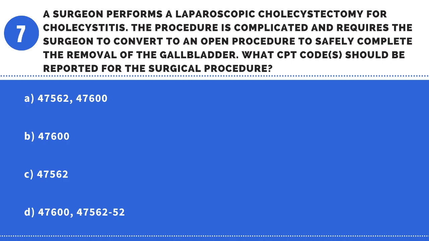Question 7. A surgeon performs a laparoscopic cholecystectomy for cholecystitis. The procedure is complicated and requires the surgeon to convert to an open procedure to safely complete the removal of the gallbladder. What CPT code(s) should be reported for the surgical procedure?